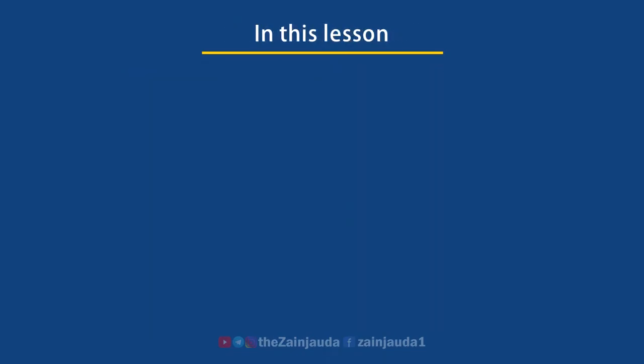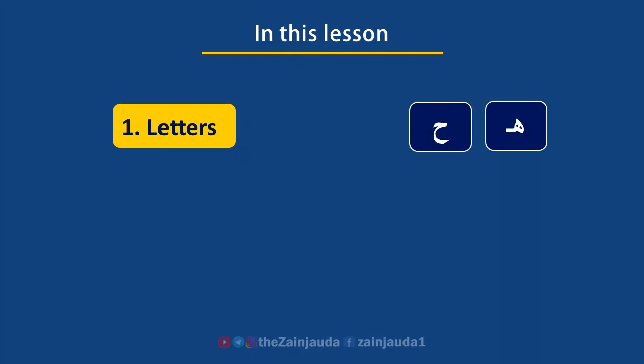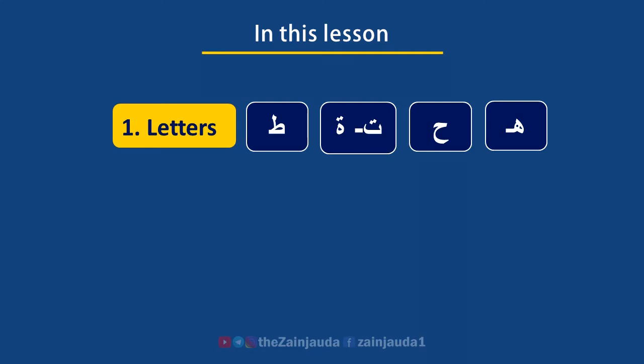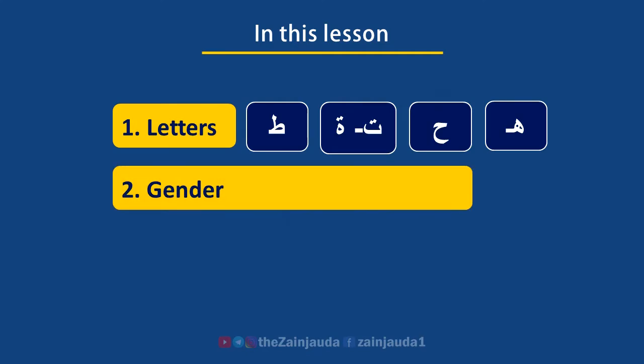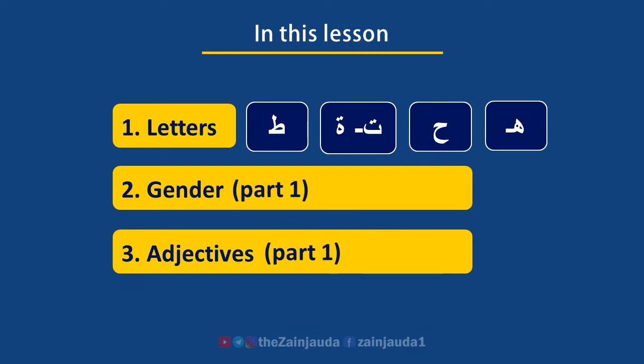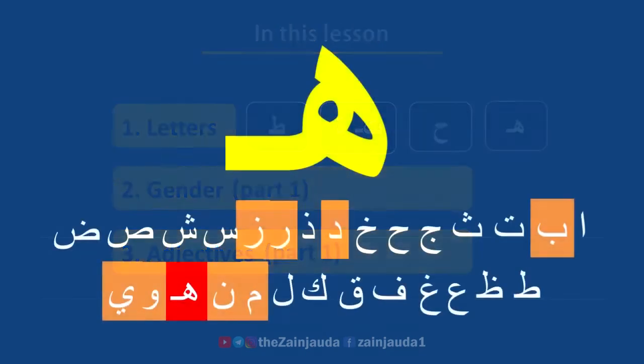Now let's start our lesson for today. In this lesson we will learn 4 new letters which are ha, ha, ta, and its variation ta al-marbuta, and ta. In the grammar zone we will have the first part of gender and we will learn the use of adjectives in relation to gender. So let's start. Bismillah. Our first letter for today is ha.